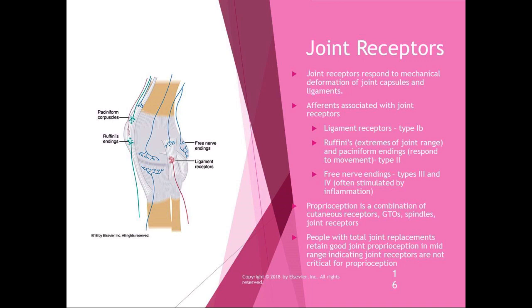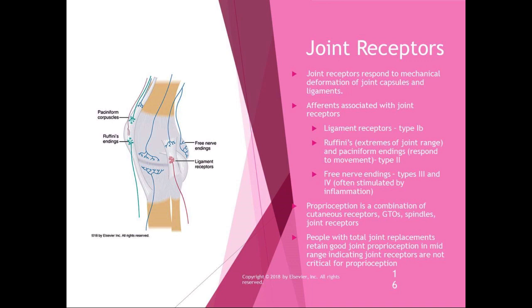So proprioception is a combination of cutaneous receptors, Golgi tendon organs, muscle spindles, and joint receptors. So people with total joint replacements retain good joint proprioception in mid-range because joint receptors are not critical for proprioception. So the joint capsule is spared in a total joint replacement surgery, and they get a lot of information from that. If that wasn't the case, then after total joint replacement, you probably wouldn't have any sensation and your balance would not be very good.